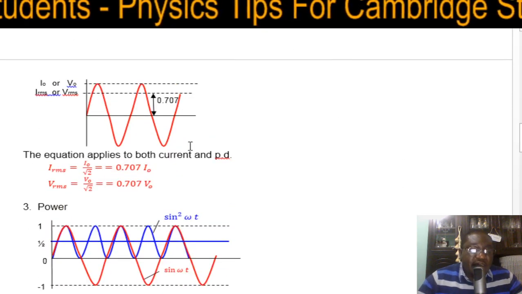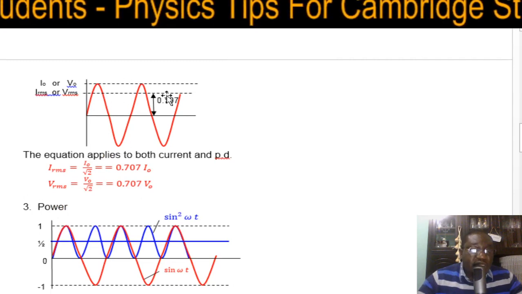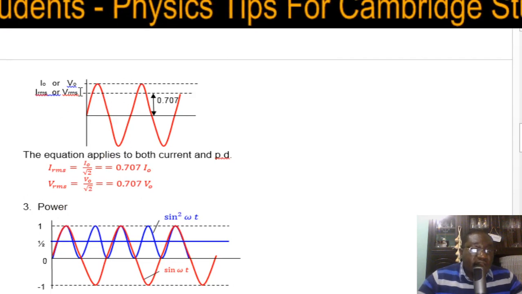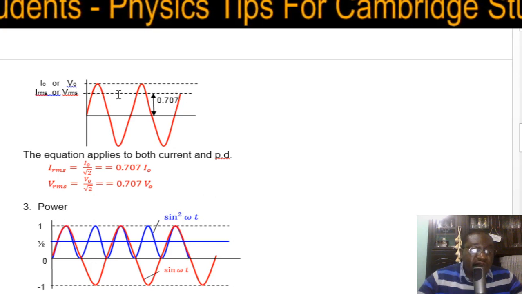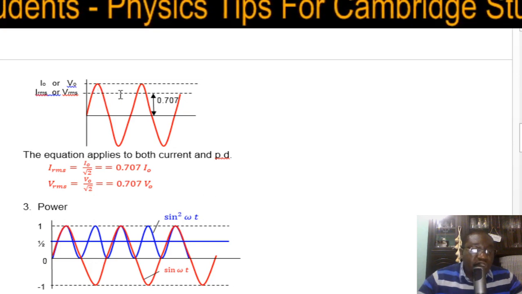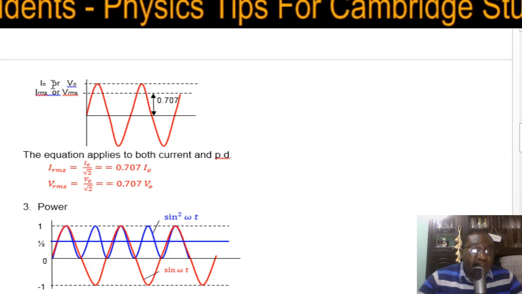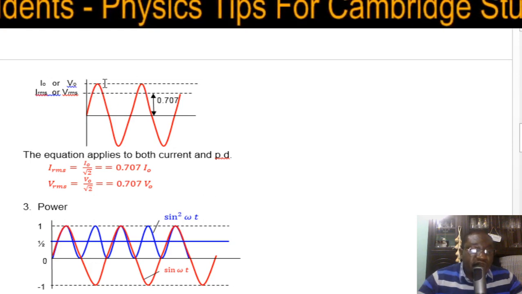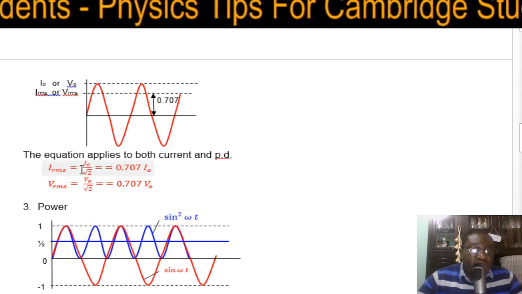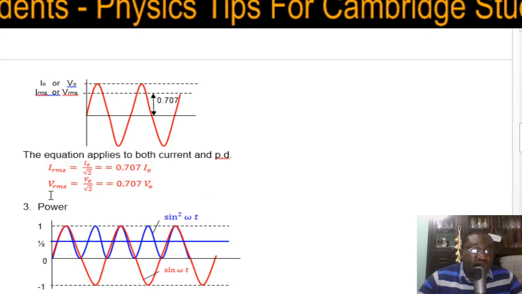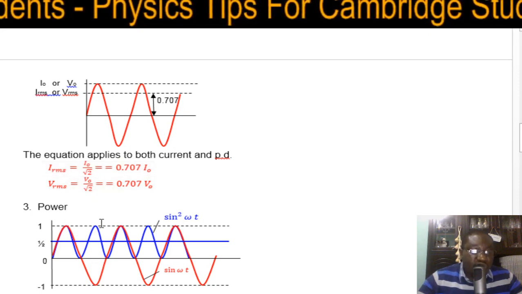Now the graph here can apply to both current and PD. This value, this 0.707 of the peak value, is equal to the root mean square voltage or current. Then the peak value is given by the symbol I naught or V naught, which is that. So I root mean square is equal to I naught over root 2. V root mean square is equal to V naught over root 2.